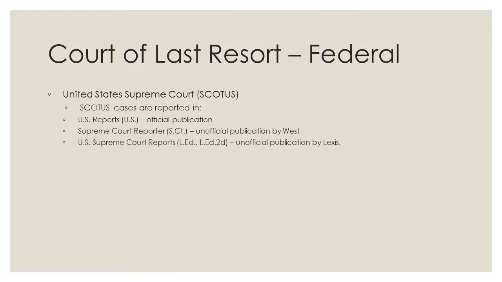At the top of our court pyramid is the court of last resort. For the federal system, that is going to be the United States Supreme Court. The U.S. Supreme Court will hear cases on appeal from the lower level courts. As you learn in civil procedure, they are a court of limited jurisdiction, and there are a few cases which actually make it that far. These cases are reported in 3 different reporters, each listed on the slide.